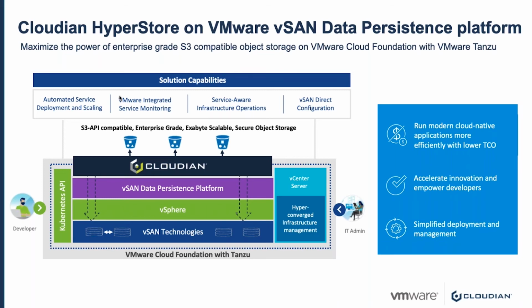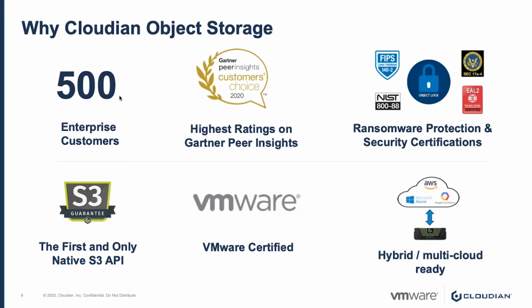Right. Exactly. So now let's switch and talk a little bit about why object storage. I talked about why Cloudian as an object storage solution on the VMware vSAN data persistence platform. The answer is very simple. Cloudian is an enterprise class object storage solution. We have over 500 enterprise customers. It is the highest rated object storage solution on Gartner Peer Insights, which means that the customers who are deploying Cloudian or any other object storage have consistently rated Cloudian as the number one object storage. This is not Gartner, this is just the customers.